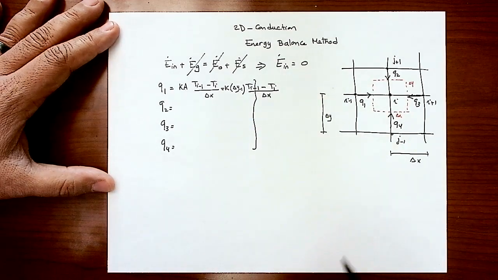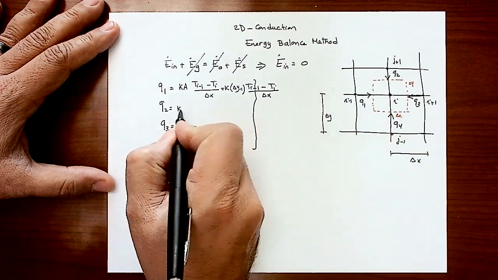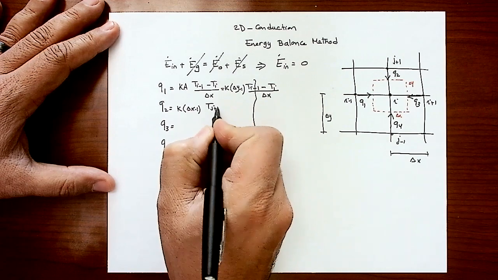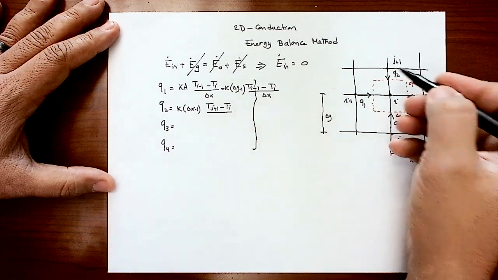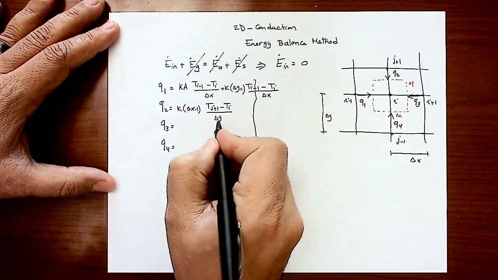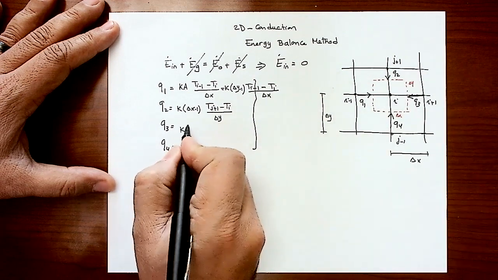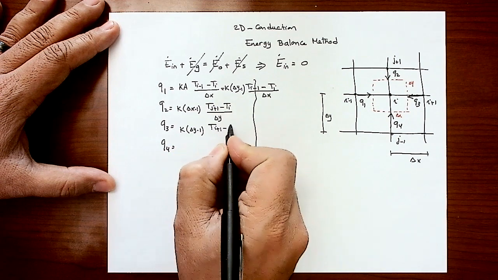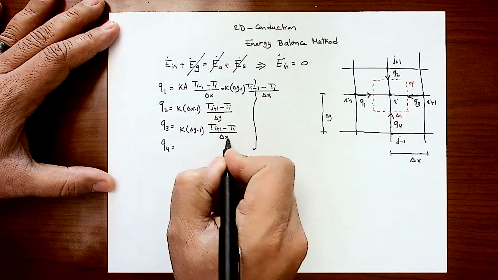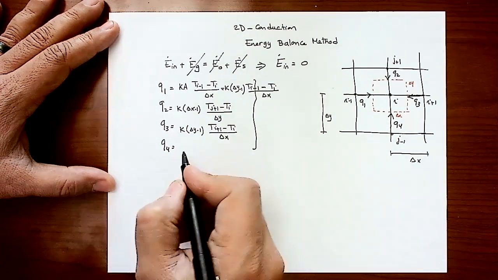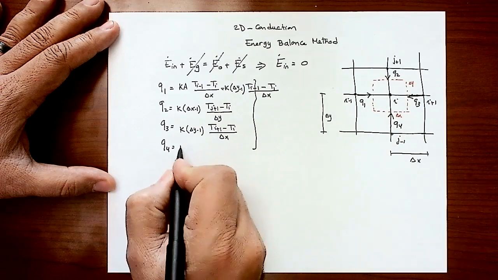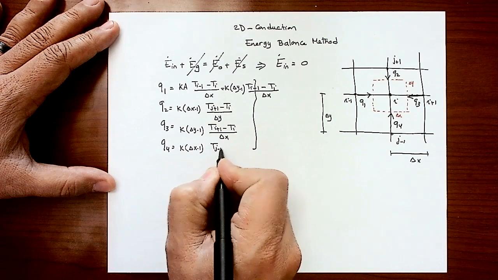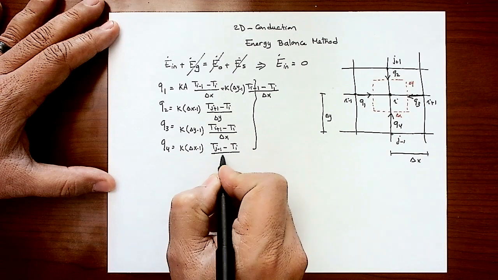Second, Q2 will be simply K. The area is delta X times 1, Tj plus 1 minus Ti divided by the distance between the two nodes, delta Y. Q3 is going to be K. The area is delta Y times 1, Ti plus 1 minus Ti divided by delta X, the spacing between the two nodes. And the last Q, coming from the bottom here, is K. The area is delta X times 1 times Tj minus 1 minus Ti divided by delta Y.